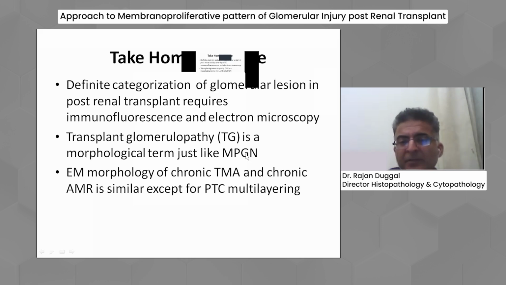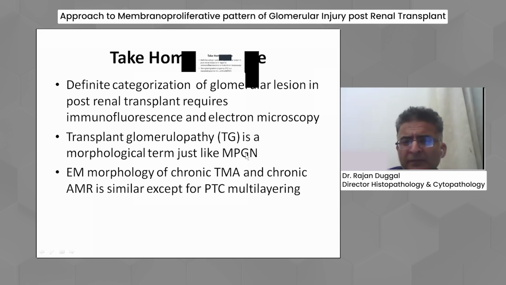That is why, since there is no microvascular inflammation and you find vascular changes of TMA in the interstitial blood vessels, and transplant glomerulopathy morphology in the glomerular compartment, based on that you can say that yes, it is possibly a chronic TMA.